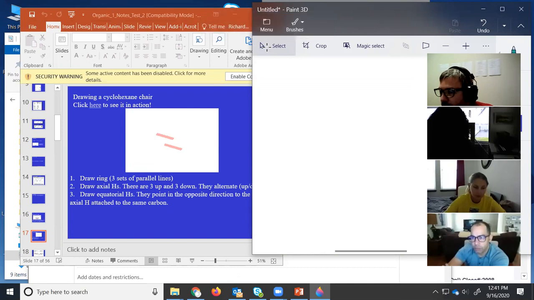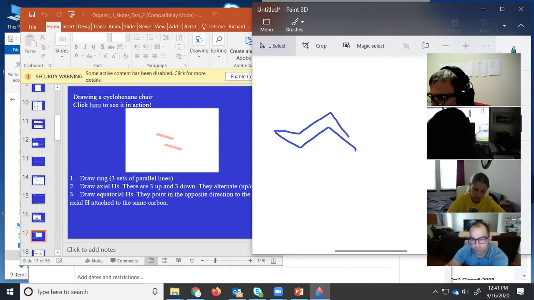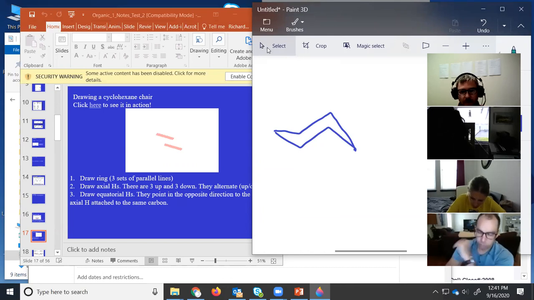Now, this is how I like to do it. I like to draw a zigzag that looks like this. And then I draw another zigzag behind it like that. You can see that I've drawn it so that the second lines on each are parallel. So we end up getting something that looks like a lightning bolt. This is going to be one chair conformation, the one that has the left C sticking upwards, if you will. That's this one right here that I'm pointing to.